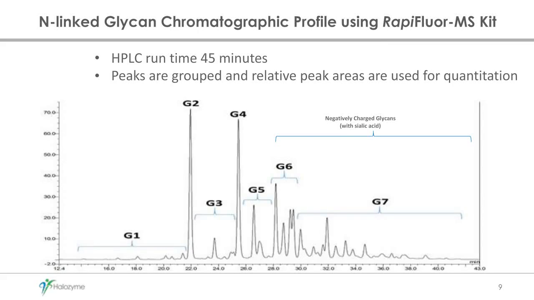Okay, and this is what our profile looks like. As you can see, it's quite improved from our 2AA method. We're getting significantly more peaks. In order to set up our specifications, we actually grouped these glycans into multiple peaks because otherwise it gets very complicated. So as you can see, this is a very nice separation. We get our negatively charged glycans again at the right of our chromatogram.